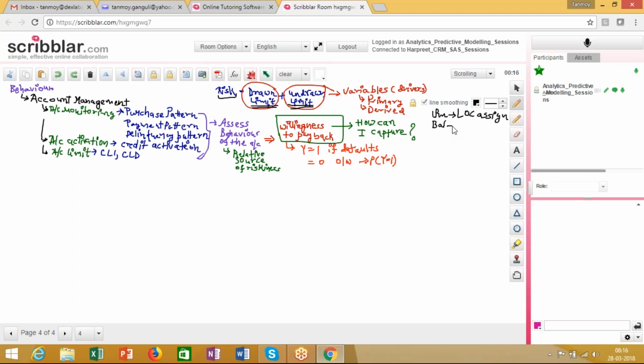And the balance is the exact amount outstanding. The balance over here is the actual outstanding. So one is the limit, the other is the balance. The limit is the line of credit which has been assigned to a borrower, and the second is the balance, which is the actual amount outstanding. So these are the two ideas.